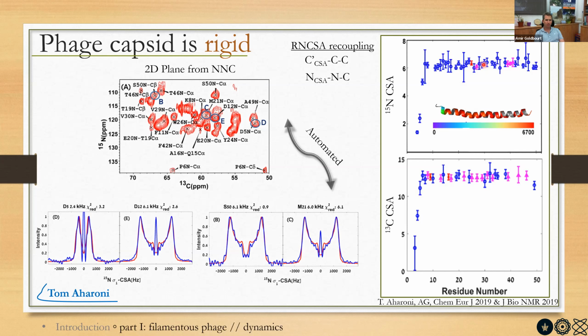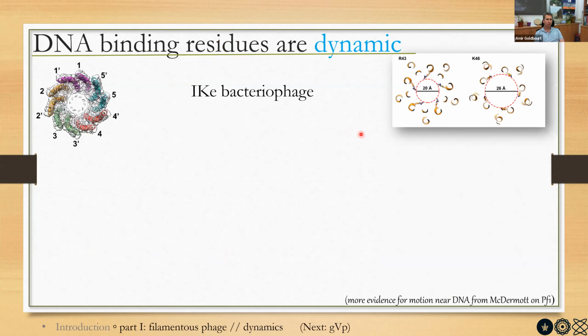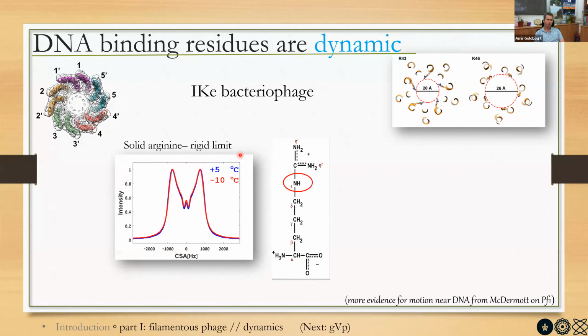But the helical capsid itself is highly rigid and very strongly attached to itself due to these very tight hydrophobic interactions. So then we used the same technique to look at the arginine dynamics. The first thing we did was take solid arginine, a solid powder, to check that we're in the rigid limit. What you see is that at two different temperatures the line shapes of the N epsilon atom of the arginine don't change.